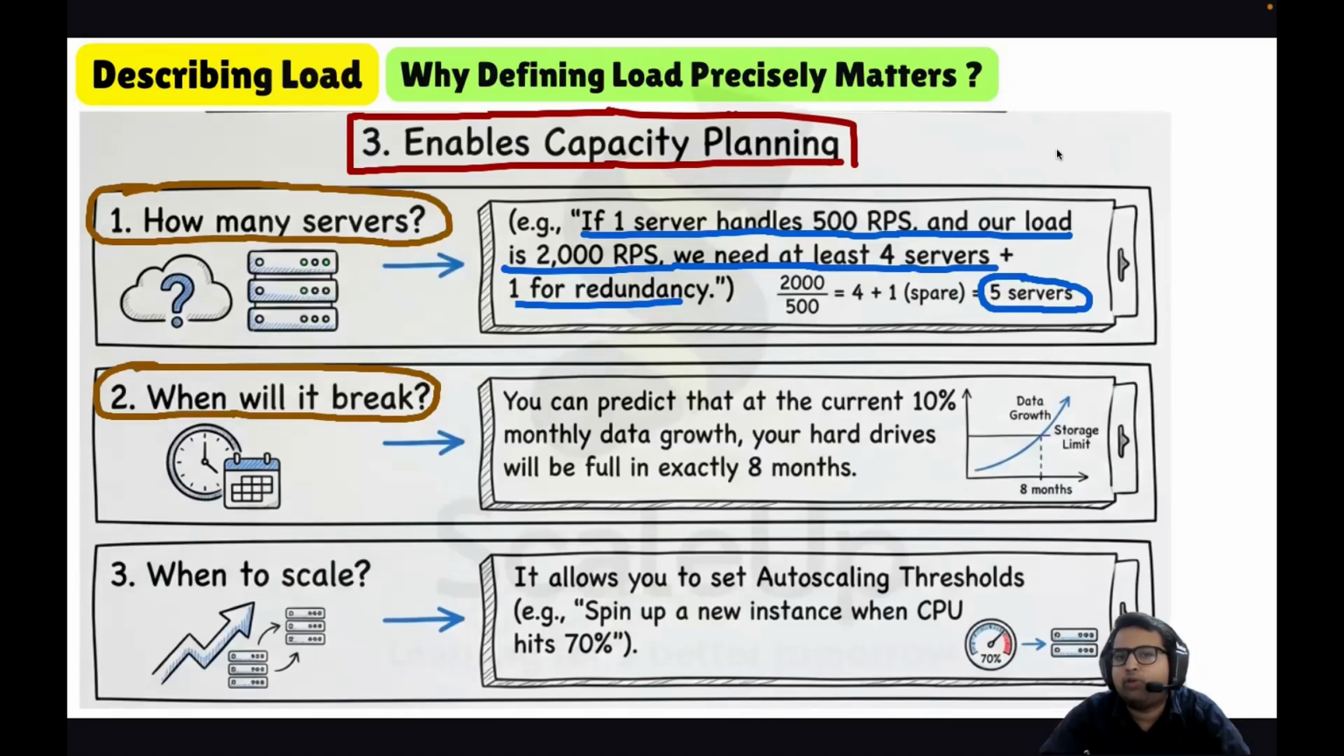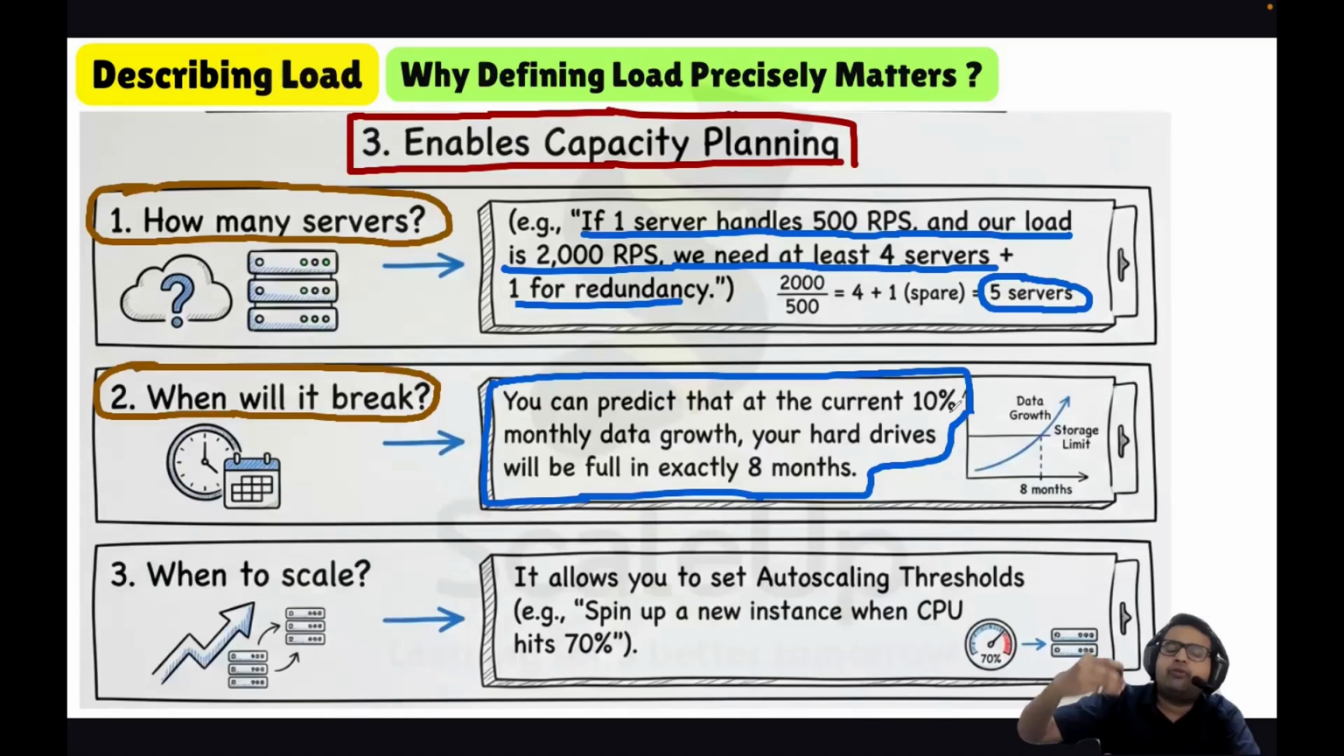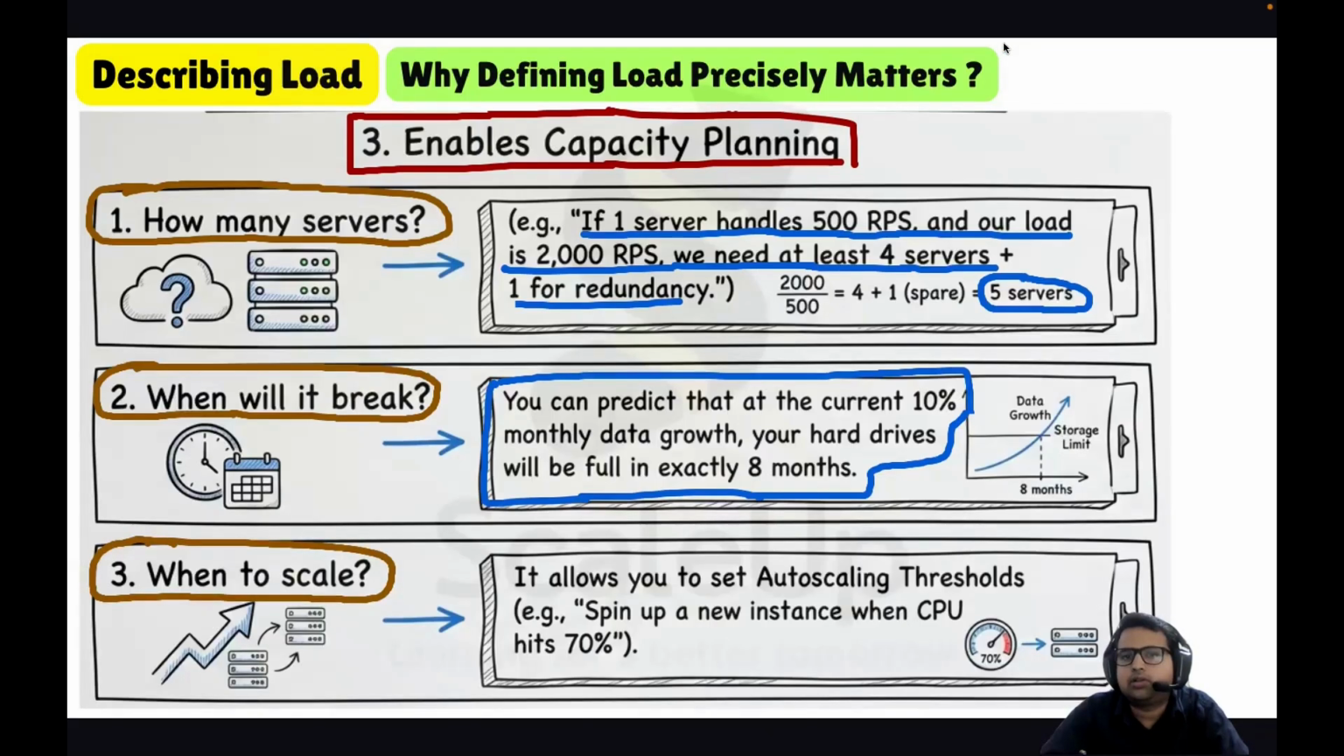If you define the load precisely, you can predict that at the current 10% monthly data growth, your hard drive will be full in exactly 8 months. And if you get to know when your system will break, you can take actions accordingly. You can take actions proactively. Also, if you define the load precisely, you can answer questions like when to scale. So it allows you to set auto scaling thresholds.